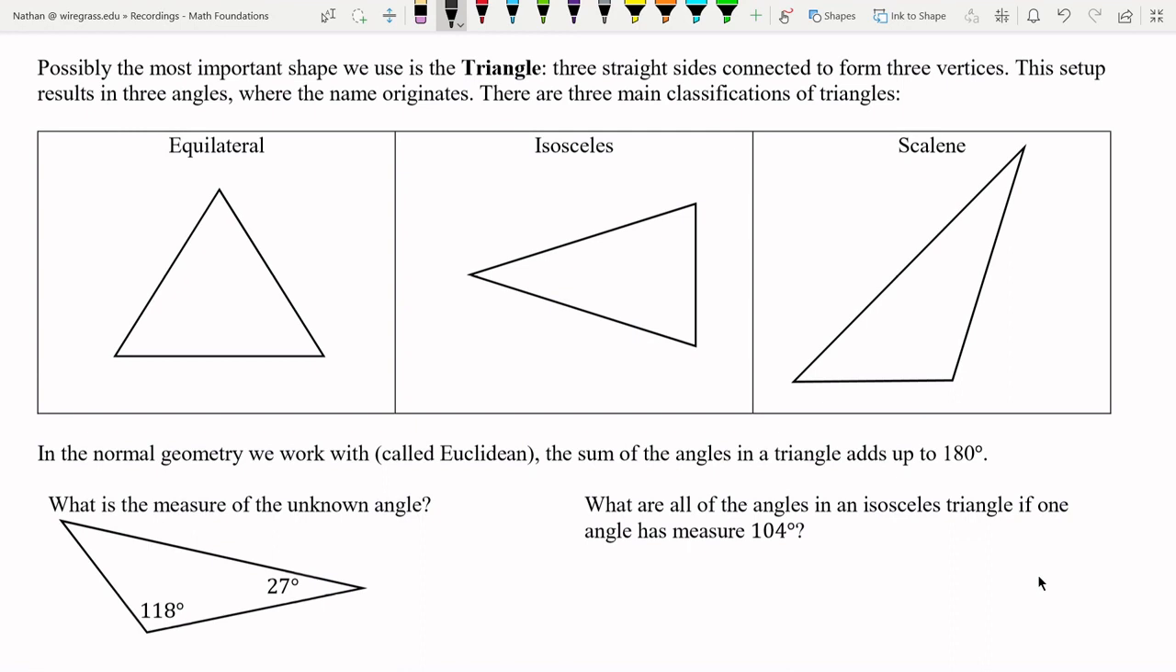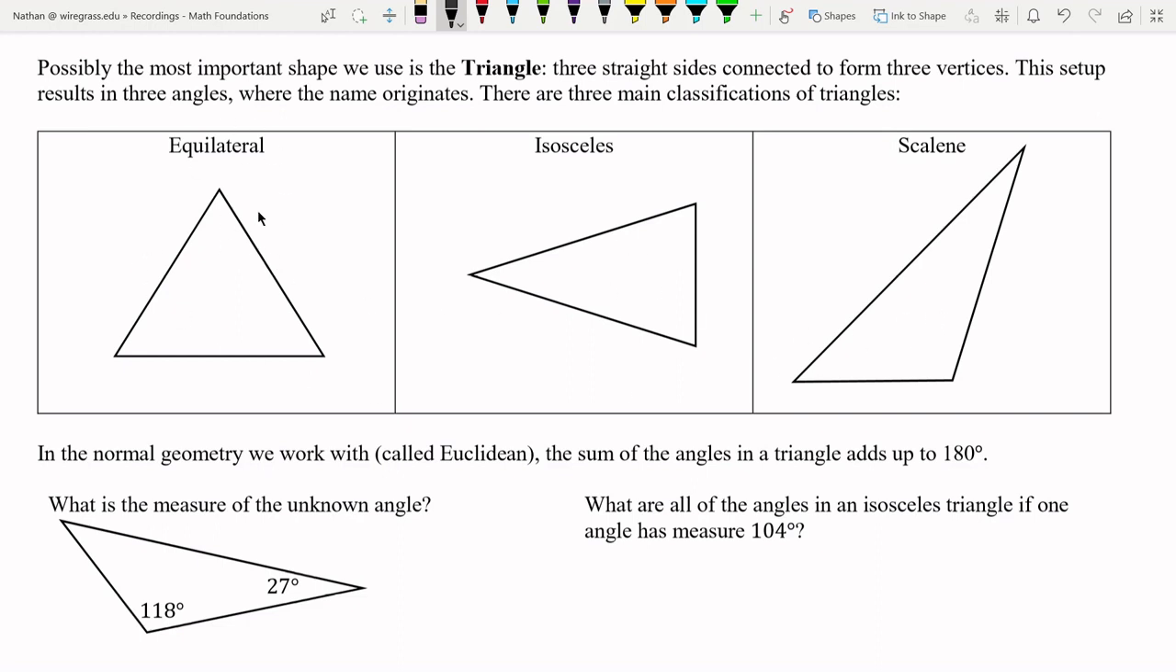Possibly the most important shape that we use is the triangle. And really a triangle is just three sides connected at points called vertices. And this, of course, results in three angles. There's going to be these three classifications of a triangle.